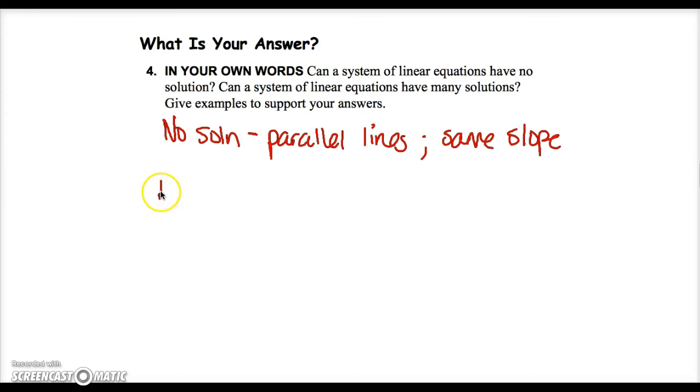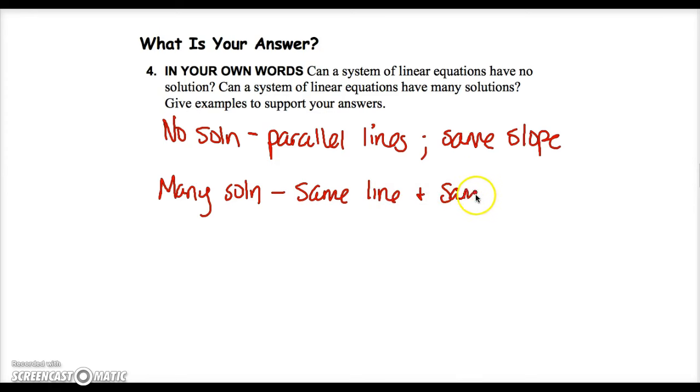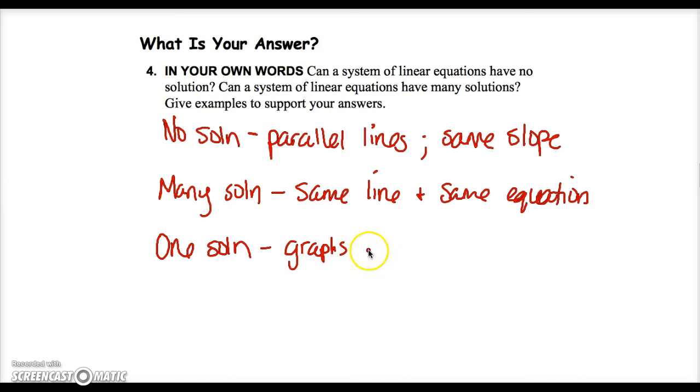Can a system have many solutions? This will only happen if they are the exact same line and the exact same equation. Exact same line, exact same equation. Okay? And then there's one other thing we'll have, and that's one solution. And that's what we've done the entire time up until now. Your graphs will intersect at one point.